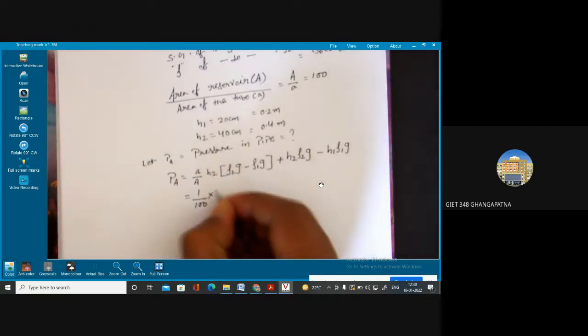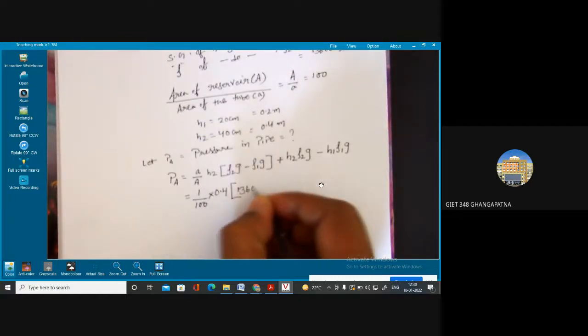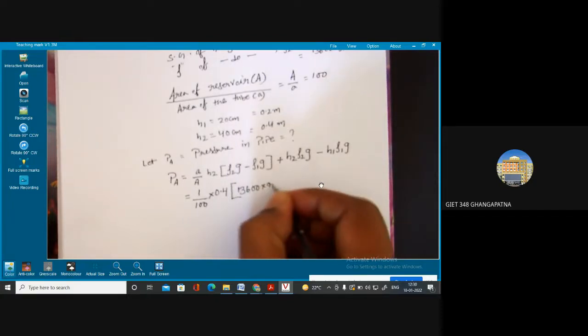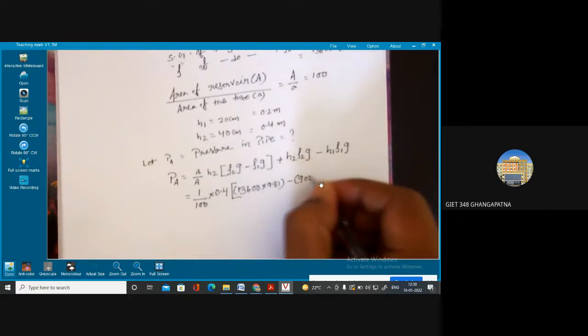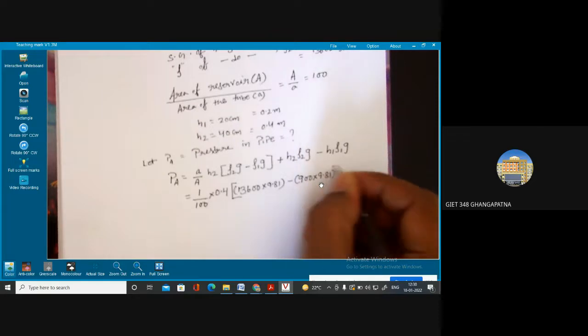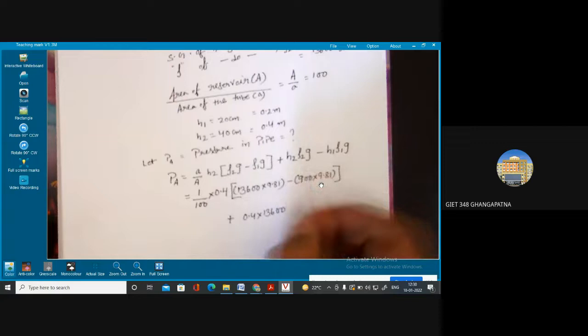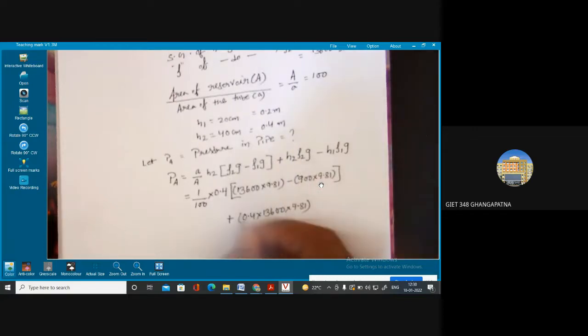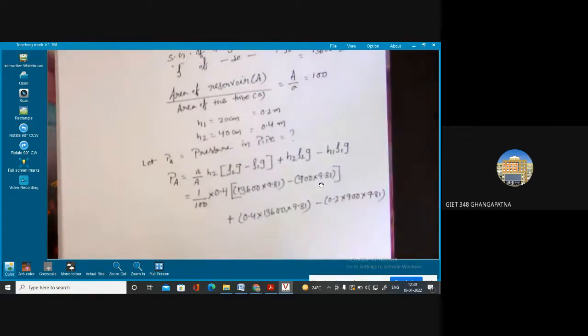Okay. H2 is how much given to you? 0.4. You can see. Rho 2, you got it as 13600, into 9.81, minus. What is rho 1? 900 into 9.81, plus H2 is 0.4 into 13600 (rho 2) into 9.81, minus H1, how much? 0.2 into 900 into 9.81. Okay, this you calculate and give me the answer.